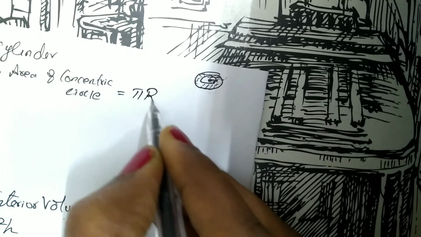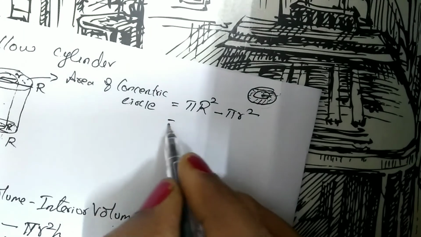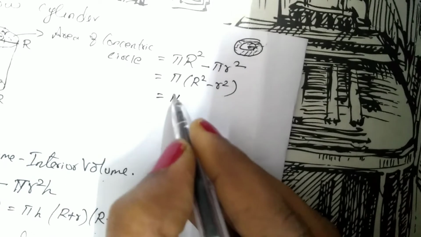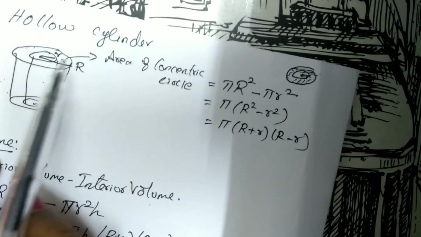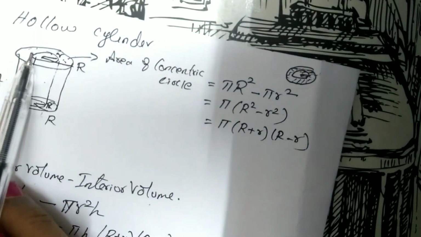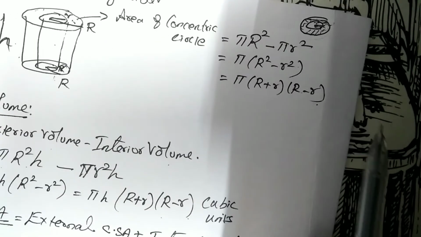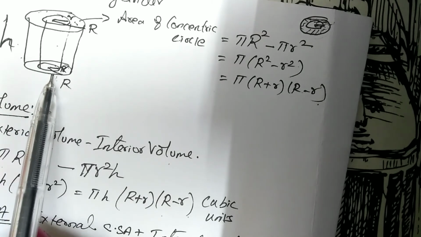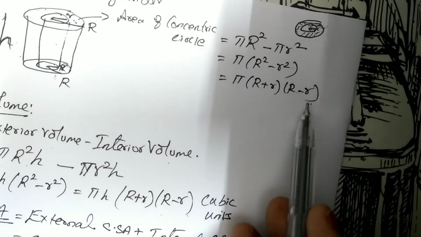That is pi R squared minus pi r squared. So this is pi into (R squared minus r squared), which is pi into (R plus r) into (R minus r). That is the area of one part, the upper ring: pi into (R plus r) into (R minus r). But when you talk about total surface area, we need the area of the upper circle and the base circle also. So this will become 2 times pi into (R plus r) into (R minus r). So we are going to use that here.